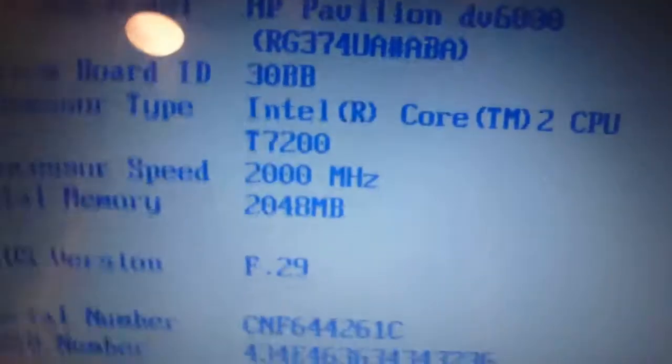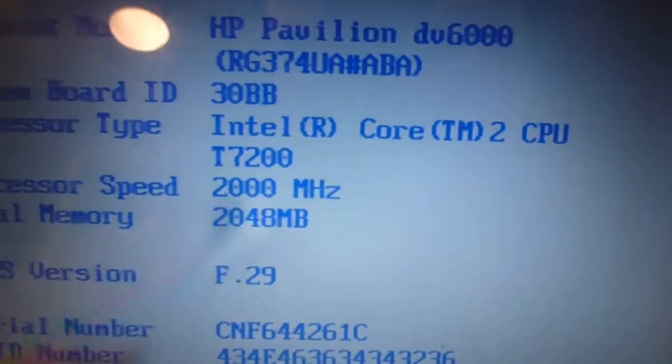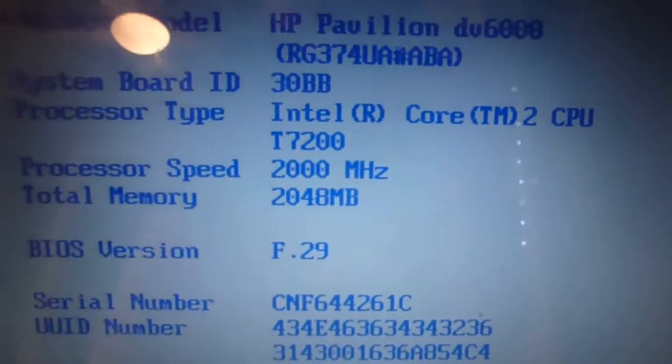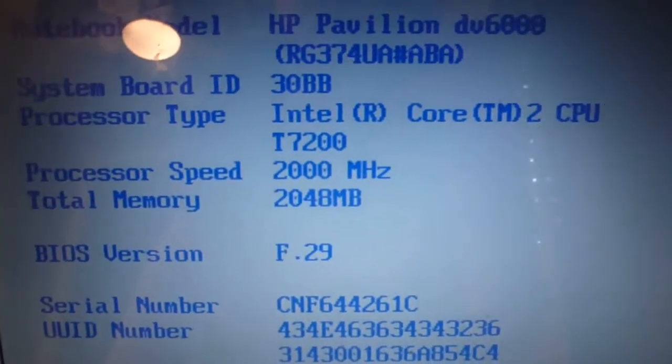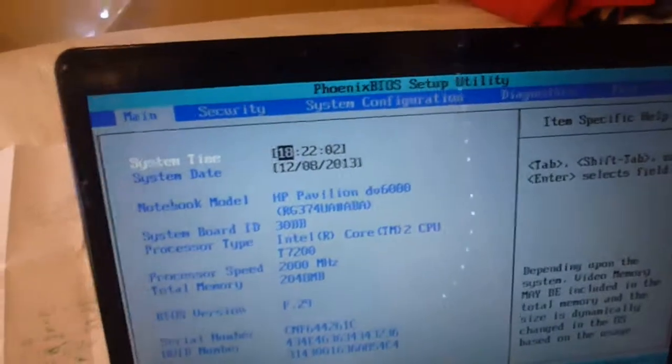It came with the T1350, which was a single core 1.86 gigahertz processor. And I have swapped it out with a T7200. And it seems to work fine. I was not able to find any information about upgrading the CPU. Not really. So it was kind of a gamble when I did it.